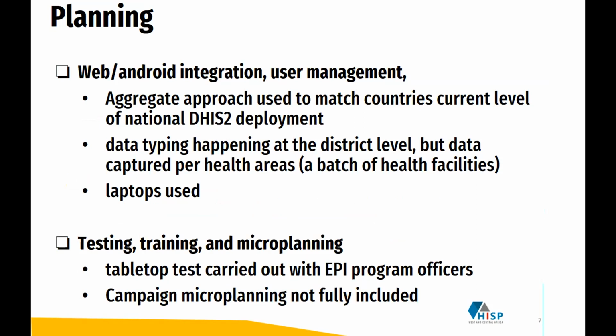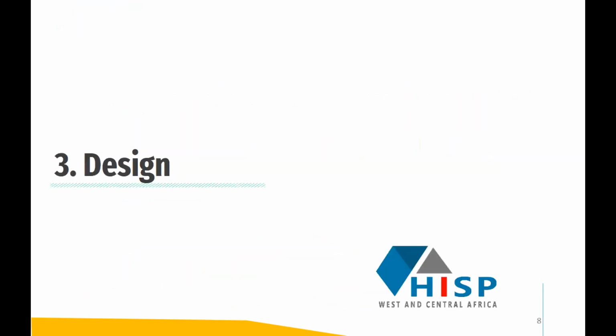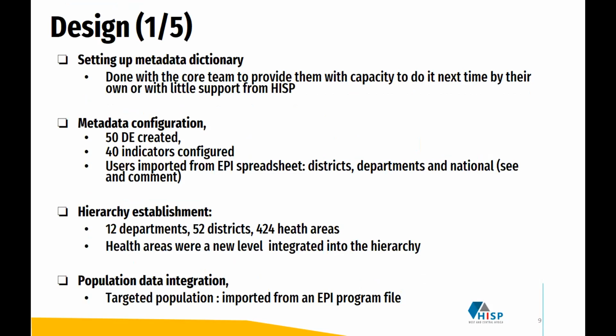So data typing was happening at the district level, but they were typing data by health areas, which is a new data layer. Using laptop, we have done testing, training, and macro planning as well. So regarding the design, we have a metadata dictionary. We have configured a set of data element indicators and imported the users from API spreadsheet. In terms of hierarchy, I was saying that we have to create a new layer, which is health area, a set of health facility, which was not there in the system before the intervention.